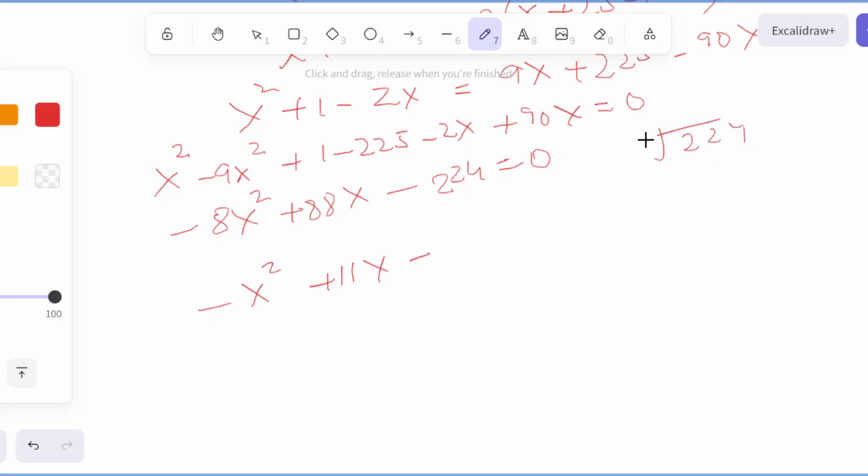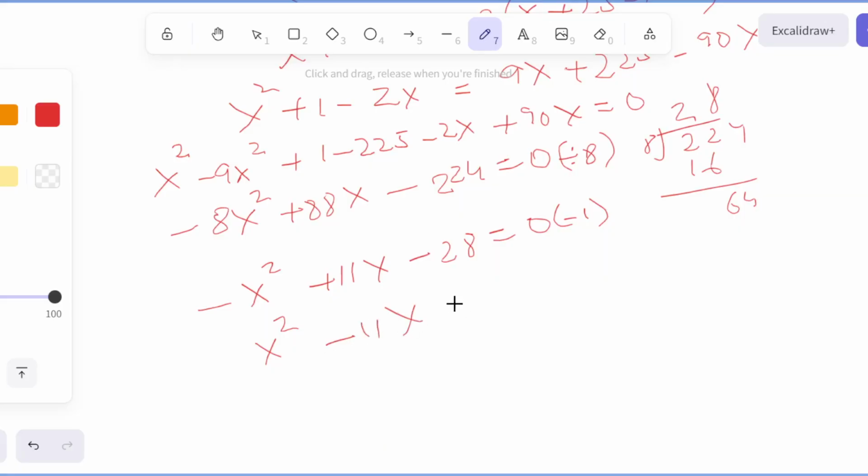So what will you get? 8 times 28 is 224. Now you can put minus 28 equals 0. What I have done is divide this equation by 8, and now I'm dividing by minus 1 so that the coefficient of x square becomes positive. So x square minus 11x plus 28 equal to 0.